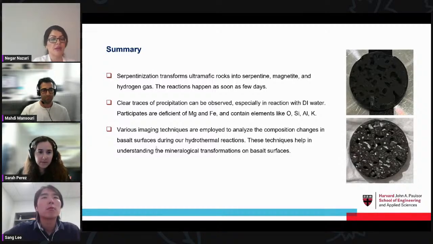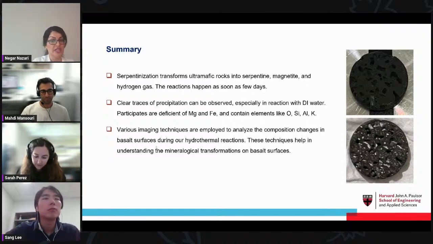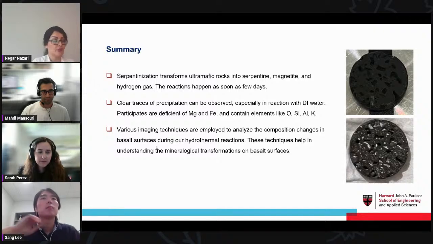And we used various imaging techniques, from confocal microscopy to SEM with EDS, and also we conducted NMR analysis. I did not include it here because of the time limitation, and we analyzed the composition changes in basalt surfaces during the hydrothermal reaction. These techniques actually helped us to understand the mineralogical transformation on basalt surfaces. And the next step would be to understand what we are producing.